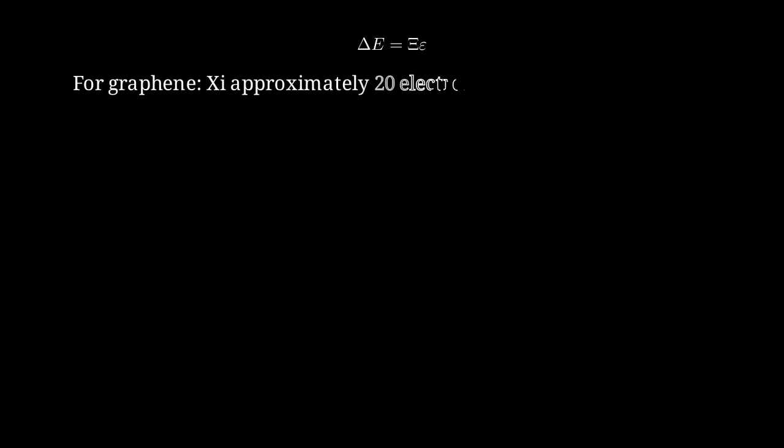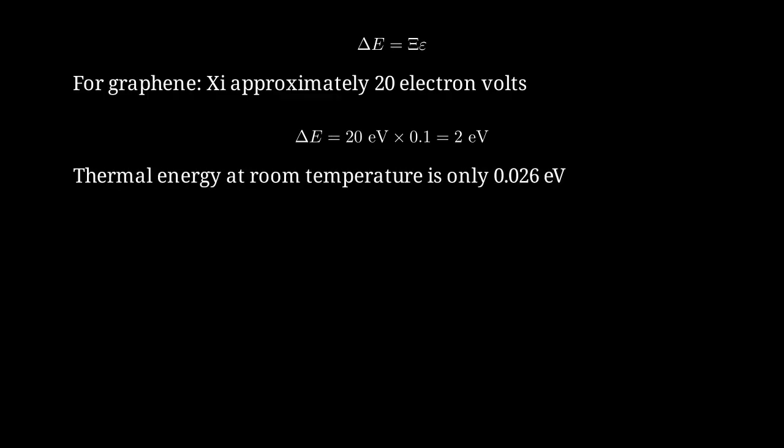For graphene, the deformation potential is approximately 20 electron volts, which is quite large. With 10% strain, the energy shift is 20 electron volts times 0.1, giving 2 electron volts. This is huge compared to thermal energy. For comparison, thermal energy at room temperature is only 0.026 electron volts, so our 2 electron volt shift dominates all thermal effects.